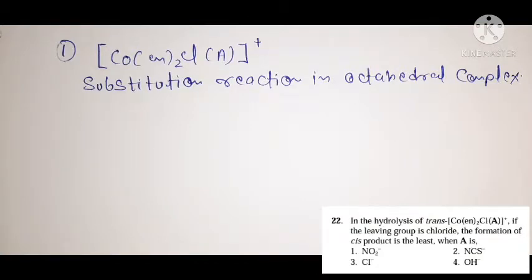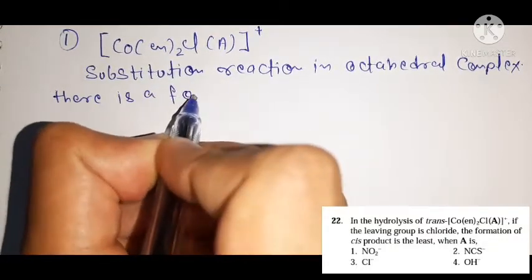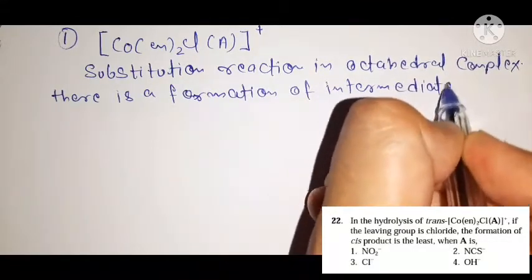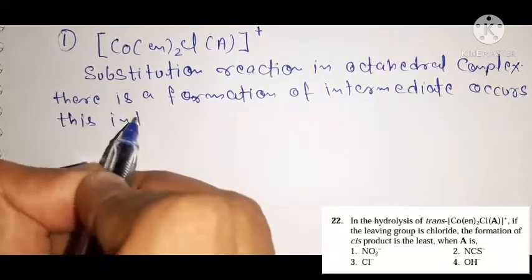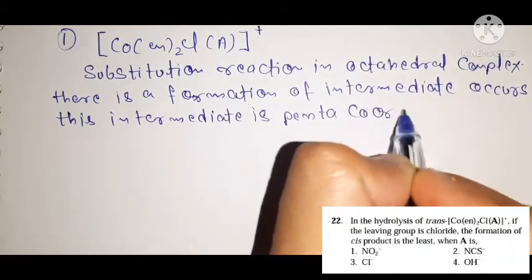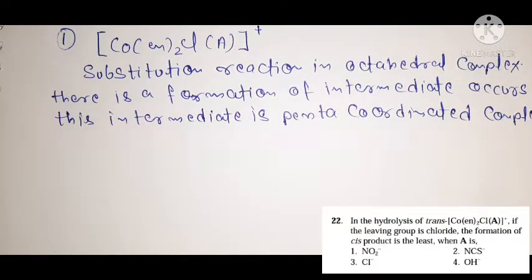Now we know that when we study the substitution reaction in octahedral complex, there is a fixed mechanism for completing this reaction, and we know very well that in the mechanism of the substitution reaction in octahedral complex, there is a formation of intermediate. Okay, and this intermediate is a pentacoordinated complex.